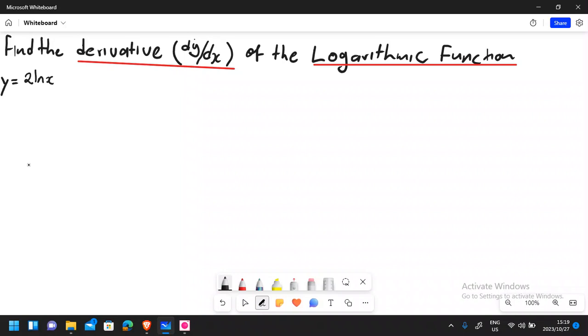Today on this video we will be deriving the following function. As you can see there, we have 2 natural log x. So this time around we're gonna do a natural log.